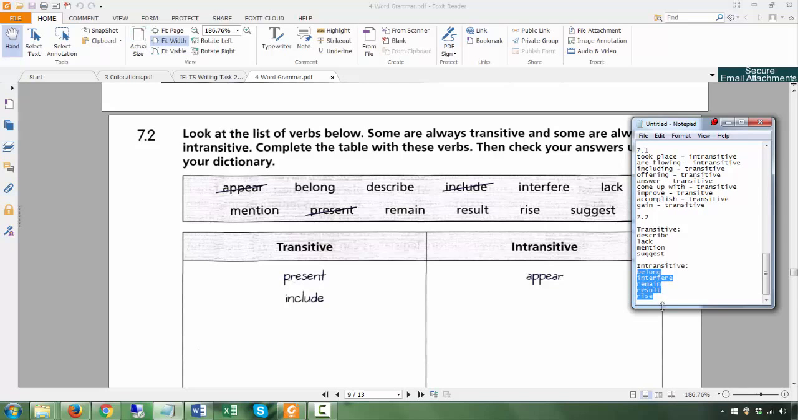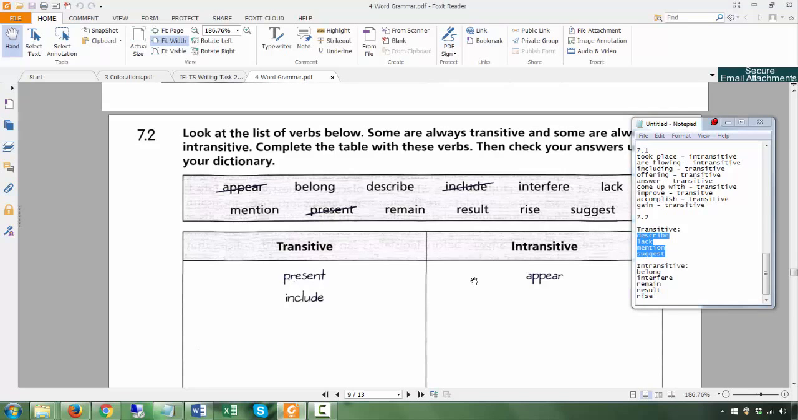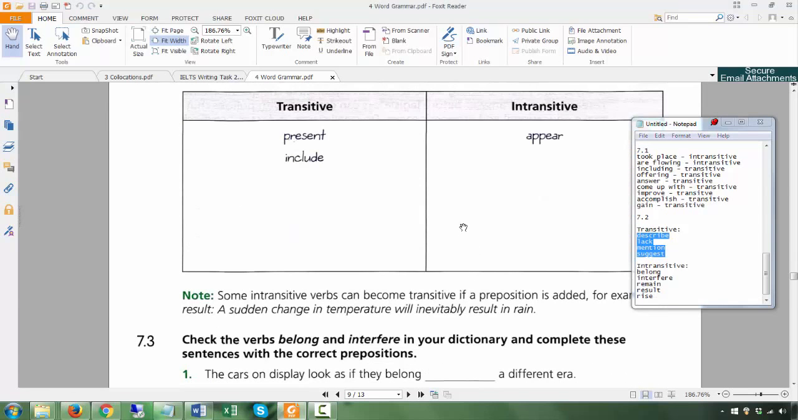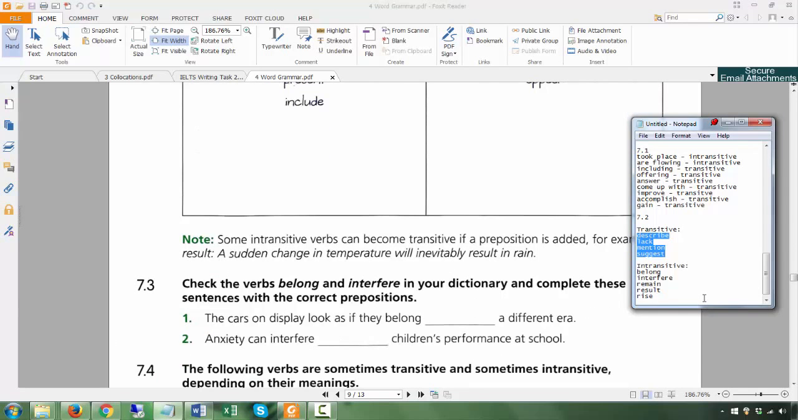You do not have an object. You don't rise something. You don't result something. You don't remain something. You don't interfere something. You don't belong something. You belong to. You interfere with. Whereas you describe something, you lack something, you mention something, you suggest something. For the transitive verbs, you can always put an object directly after. This one you can't. That's the difference between a transitive and intransitive verb. Right? Cars. The cars on display look as if they belong to, and interfere is going to be interfere with.